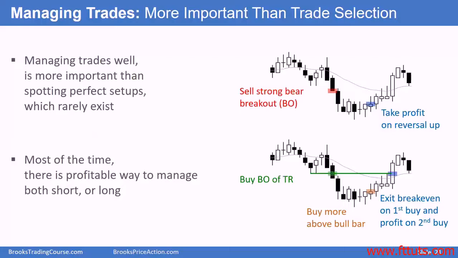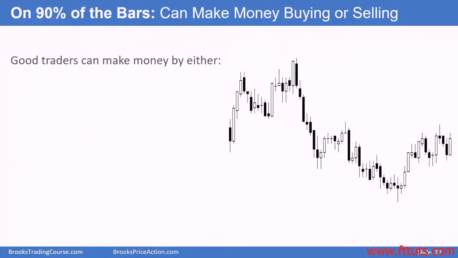And that's true for 90% of the bars on the chart. If you manage your trades correctly and are using wide stops and are comfortable scaling in, during 90% of the bars on the chart, you can make money. 10% of the bars on the chart, the probability is high that the market is breaking out and will continue further. So if you see a strong breakout, it's better only to trade in the direction of the breakout. So 90% of the bars, you can make money buying or selling, but management is the key.